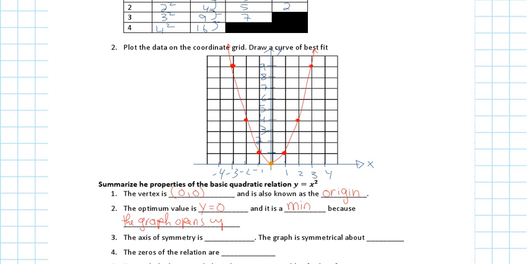So, in this, we need to write all this. The optimal value is y equals 0. When I ask for the optimal value, you just write y equals 0, and you say, that's it. That's all you have to do. Okay?